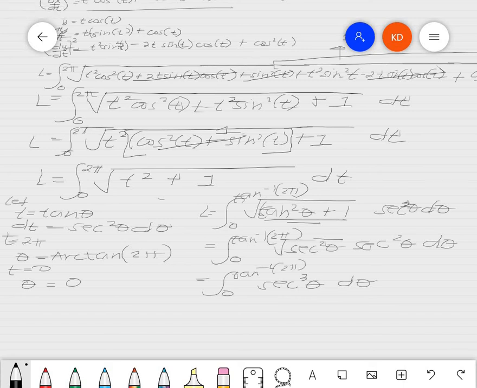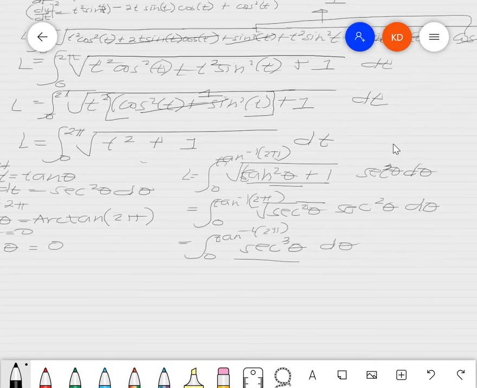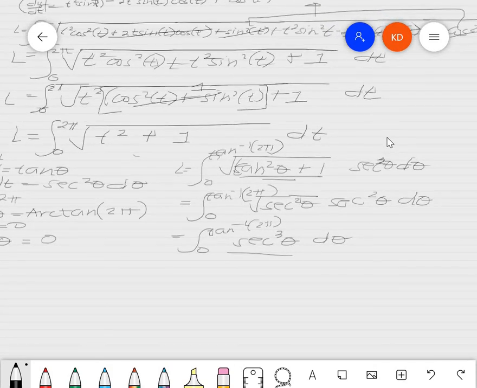So now we need to integrate it, but I think secant cube theta doesn't have any direct integration, but I think we already solved this in our previous problems or in your activities. This value here, secant cube theta d theta, is equal to 1/2 sec theta tan theta plus ln of secant theta plus tan theta, from 0 to arctan of 2 pi.